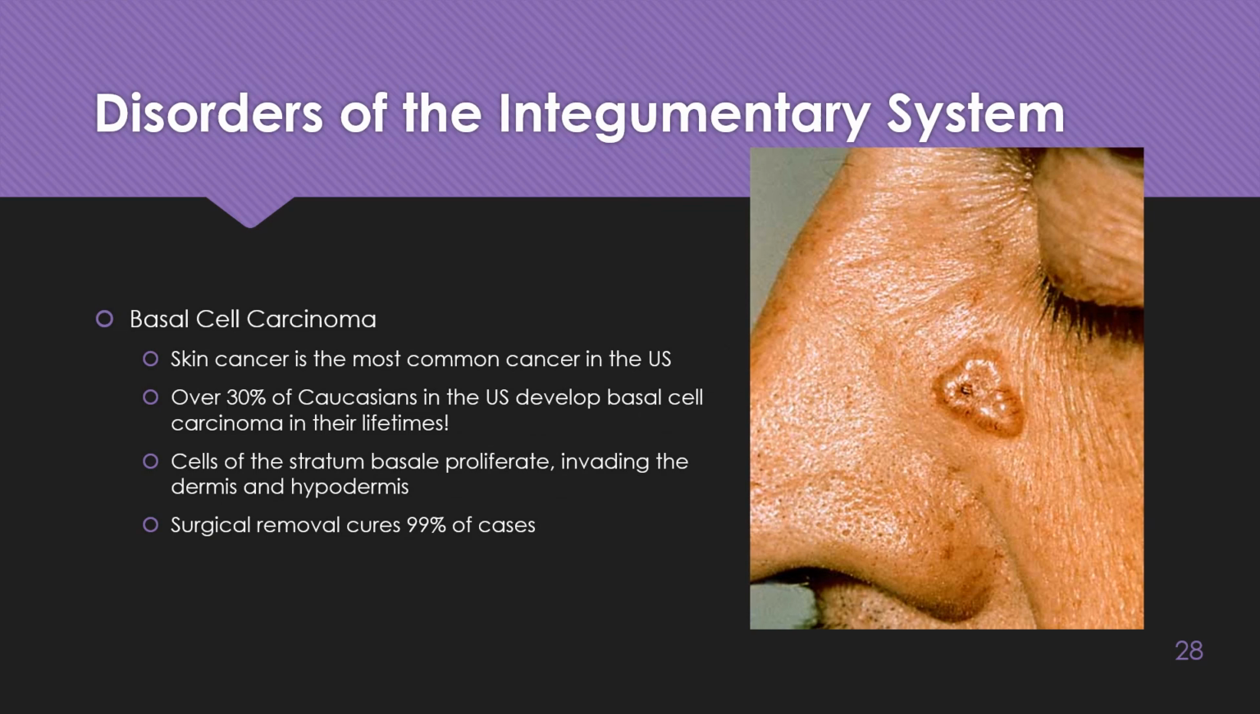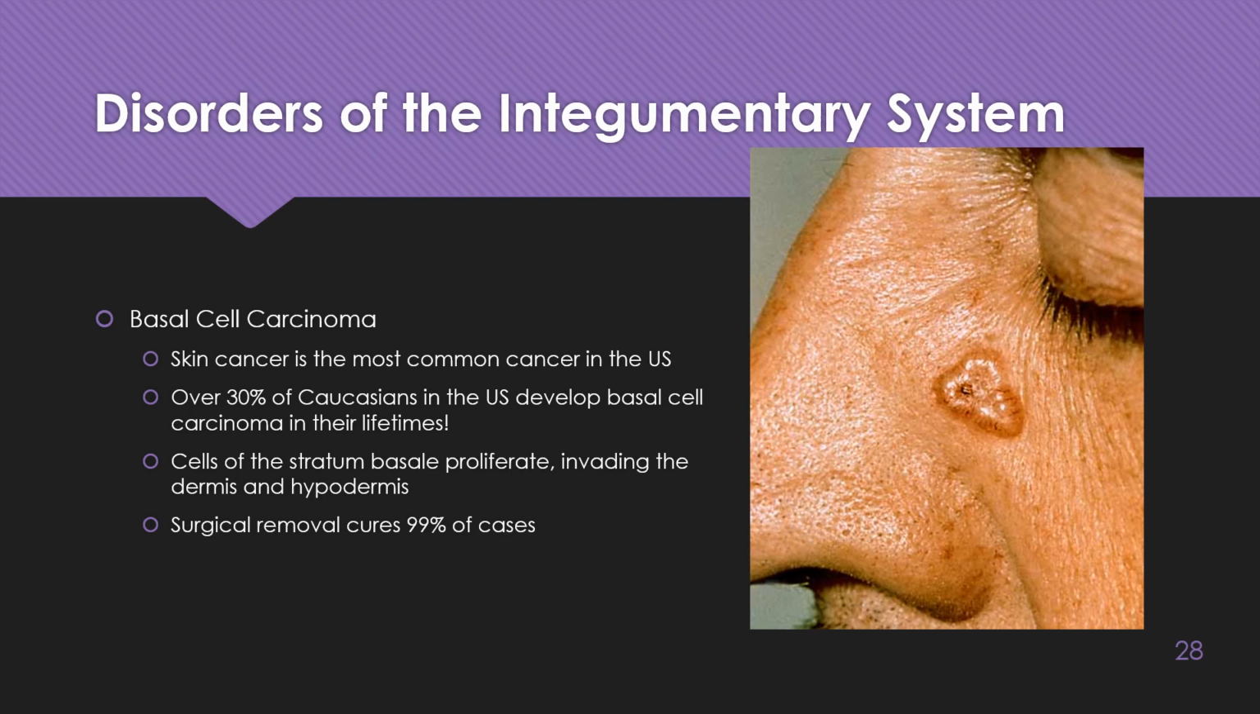A lot of different types of skin cancers available. I chose basal cell carcinoma as one to make mention of. Skin cancer is the most common cancer in the US, and the good news with this type of cancer, because it is so common, is that we cure about 99% of carcinomas or skin cancers. Over 30% of Caucasians in the U.S. develop basal cell carcinoma in their lifetimes.